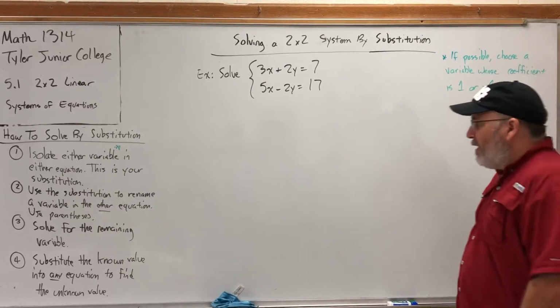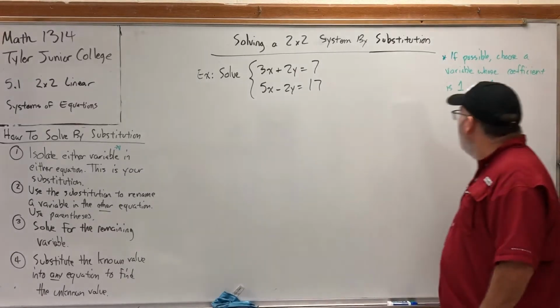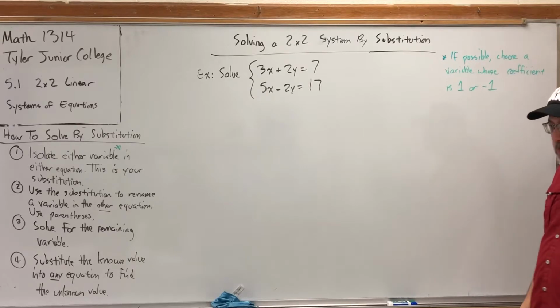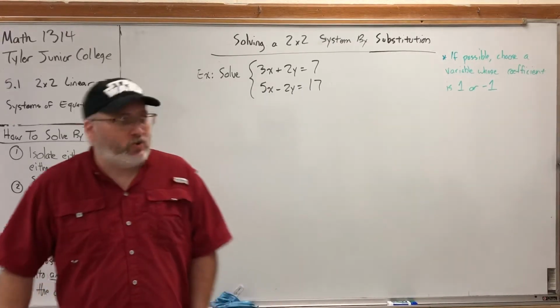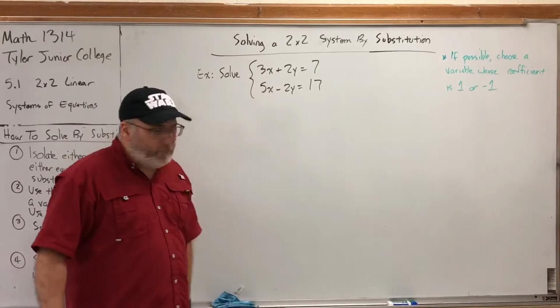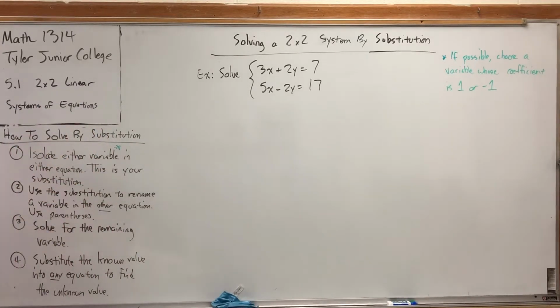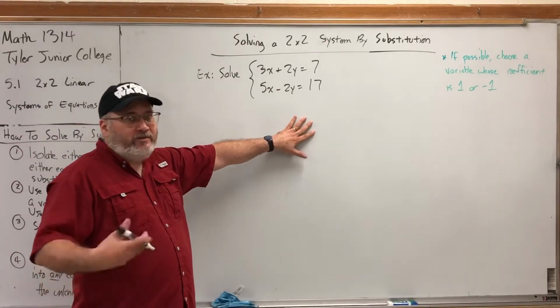In the first step, we're going to solve for either variable in either equation, but the recommendation, if possible, is to choose a variable whose coefficient is 1 or -1. In this system, none of the coefficients are 1. My coefficients are 3, 2, 5, and -2. Now, why is that a problem? Because when we try to solve for either variable and create our substitution, if there's a coefficient in front of it, our last move is going to be to divide it away.